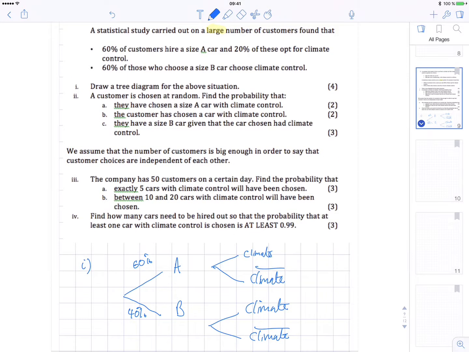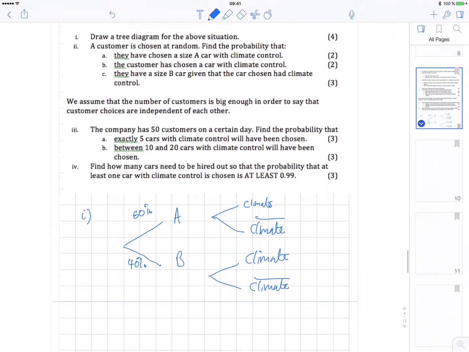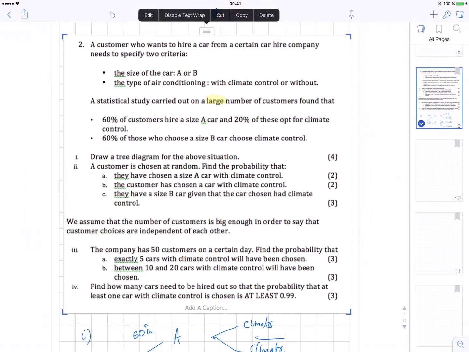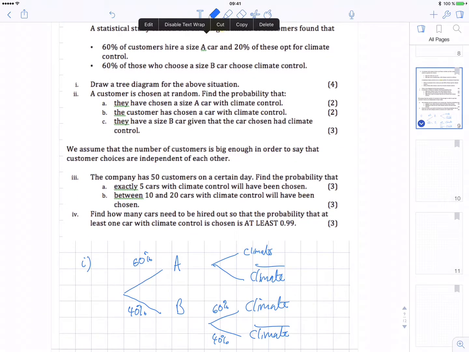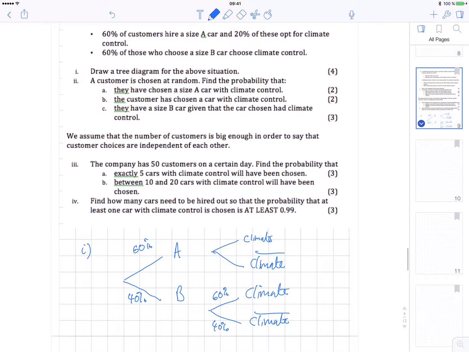Now, it says 60% of those who choose a size B car choose climate control. So that's 60% here. And this is obviously 40%. But how do I do the top branch? Well, we need to maybe... if we use a two-way table, oh sorry, no, am I being silly? 20% of these opt for climate control.